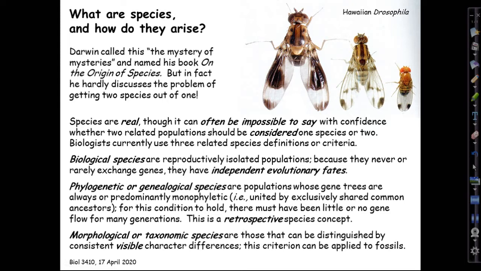Finally, morphological or taxonomic species are those that can be distinguished by consistent visible differences in morphology. This is the criterion that can be applied to fossils, and for the most part, the only one that can be, except for very recent fossils from which we might be able to get DNA.